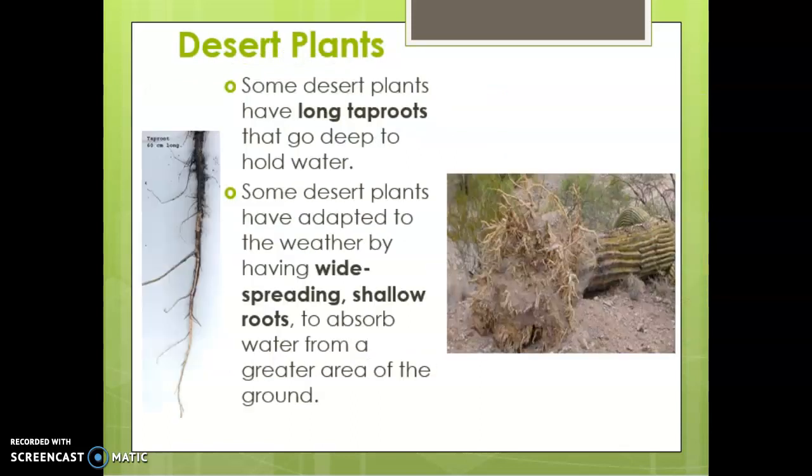So how do desert plants survive? Some desert plants have long taproots, as shown here, that go deep to hold water. Other desert plants, as shown here, have adapted to the weather by having wide spreading, you can see they're really wide here, shallow roots to absorb water from a greater area of the ground.